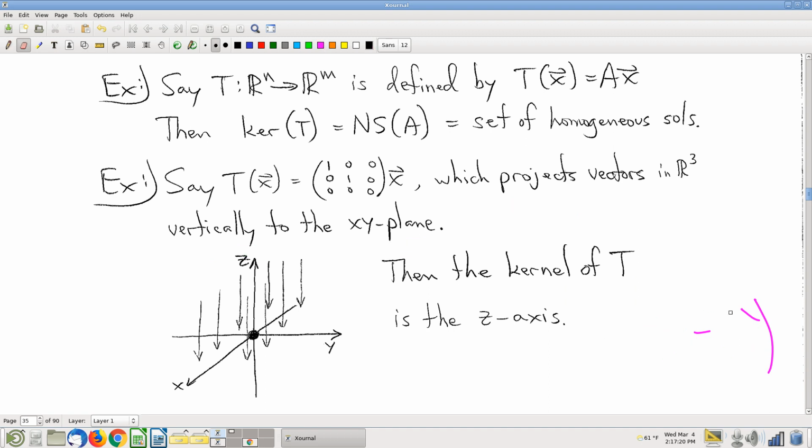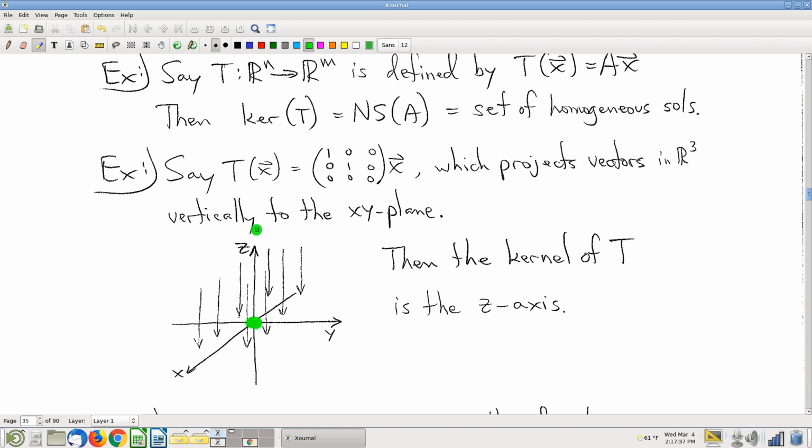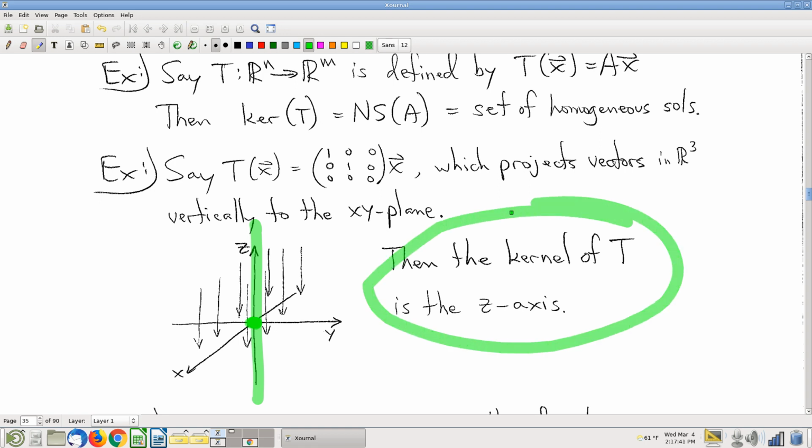So that said, let's talk about the kernel. Well, the kernel is the collection of all points whose image is 0. There's 0. What's the collection of vectors that smush onto the origin? Well, it's the z-axis. So, a geometrically satisfying example of what a kernel looks like.